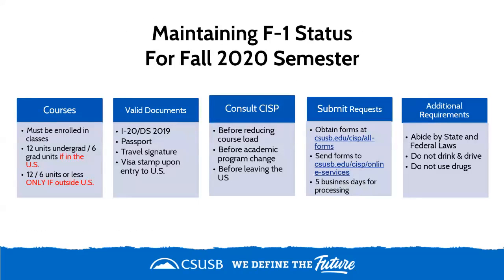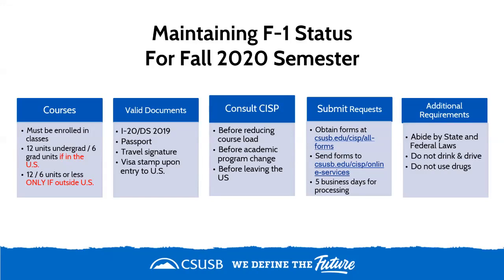So how do we maintain our F1 status? For undergraduate students, you must be enrolled in 12 units. For grad students, you must be enrolled in at least 6 units if you're here in the U.S. You can enroll in less than 12 or 6 units only if you're outside the U.S. taking courses.